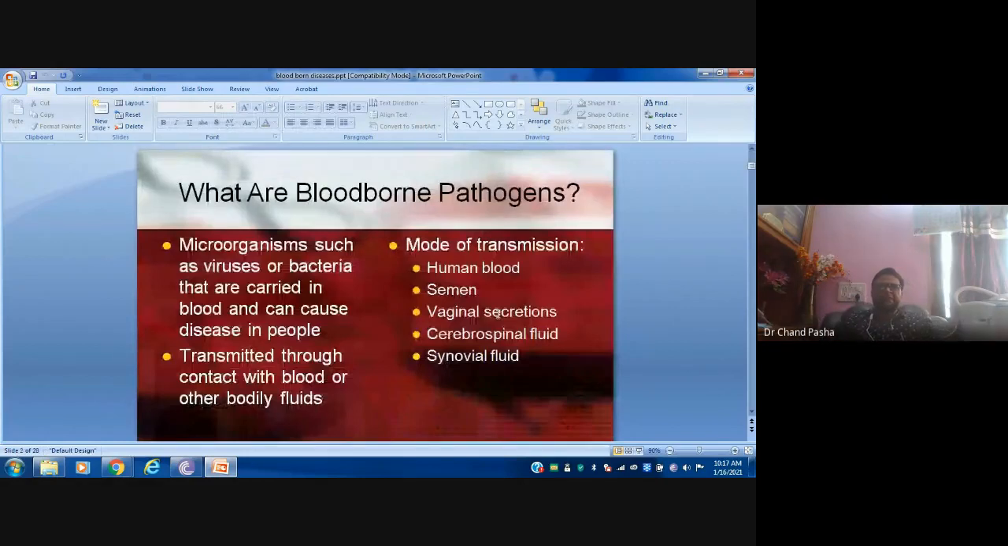So microorganisms such as viruses, bacteria, and sometimes parasites and protozoans can cause disease in people, transmitted through contact with blood or bodily fluids. It could be through blood, semen, vaginal secretions, cerebrospinal fluid, and synovial fluid also. But remember here, sweat is not included. Sweat is created from tissue, not from the blood. So HIV and other diseases are not spread through sweat, but through blood, semen, vaginal secretions, cerebrospinal fluid, and synovial fluid.